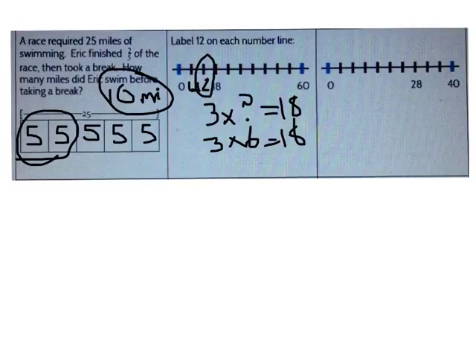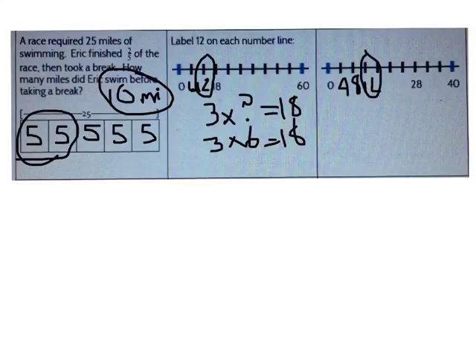Let's look at the next one. What is the scale of that number line? What am I counting by? I'm counting by 4s. So I can fill out 4, 8, 12 is the third line on my number line.